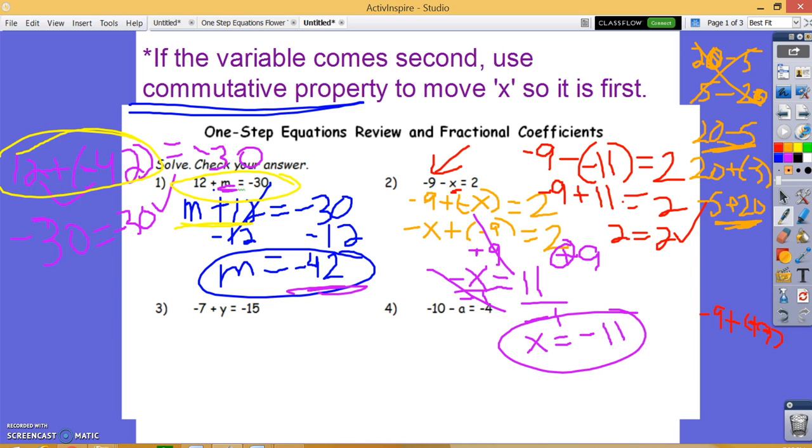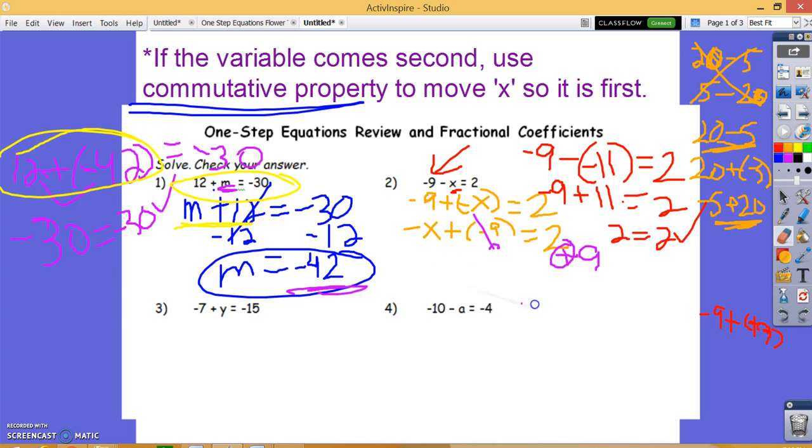And I apologize for it being a little bit crowded on the screen right now. It's always a little bit hard for me to write using the screen. Okay, so I'm going to make myself a little bit more space right here. Number 3. We have a plus sign, so I can just automatically flip it around. So it's going to say y plus negative 7 equals negative 15.